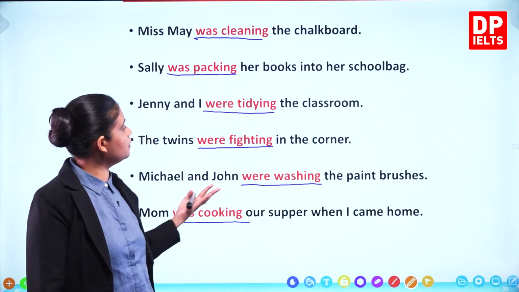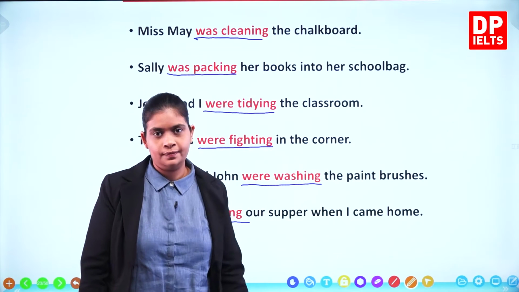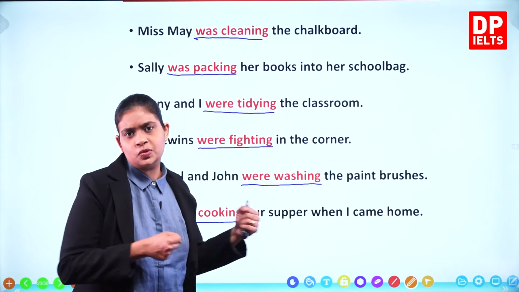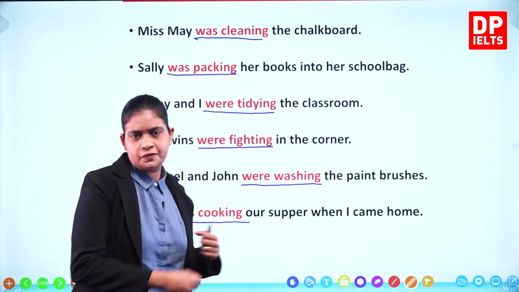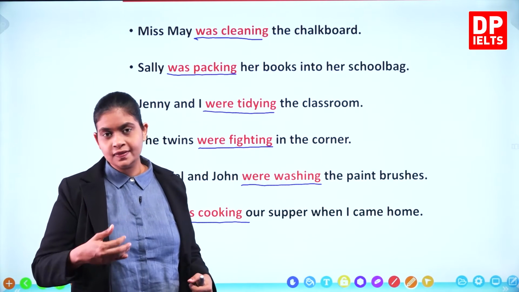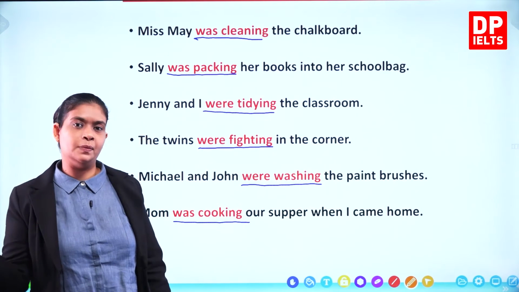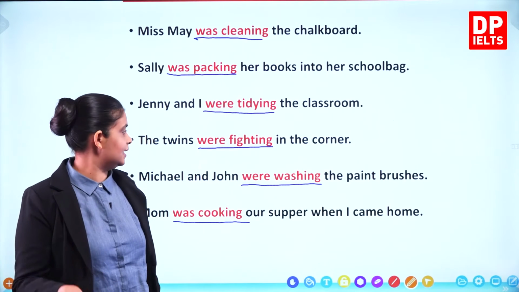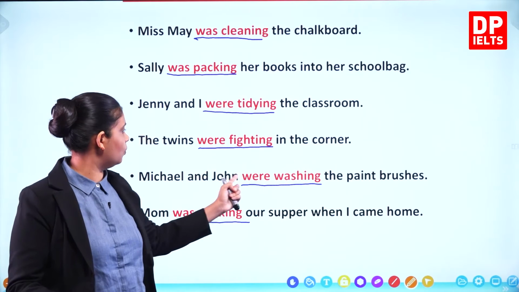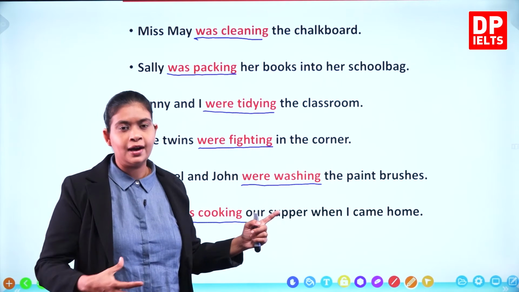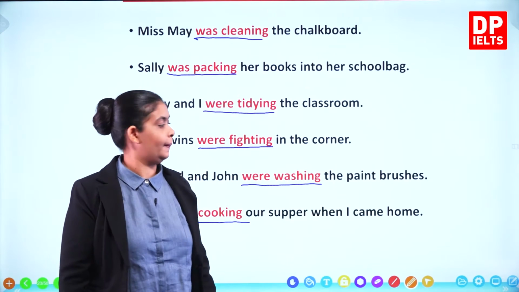The twins were fighting in the corner. Is fight like just one? No, you do it for some time. Did this happen for some time in the past? Yes, it did. So therefore, they were fighting.